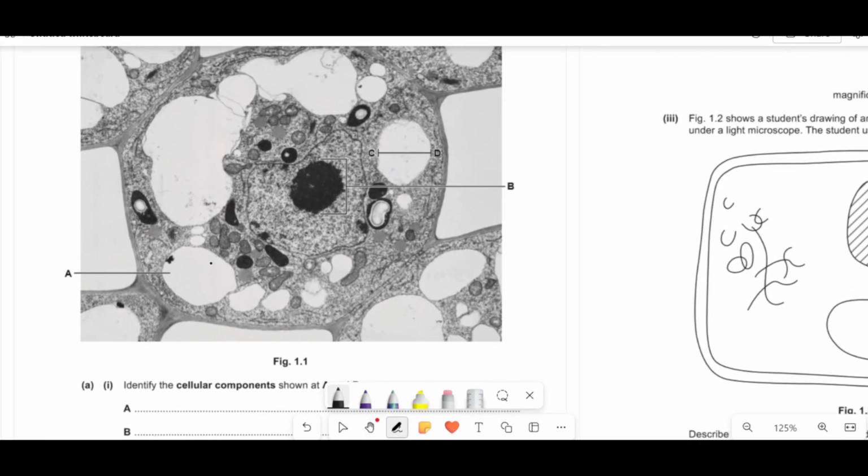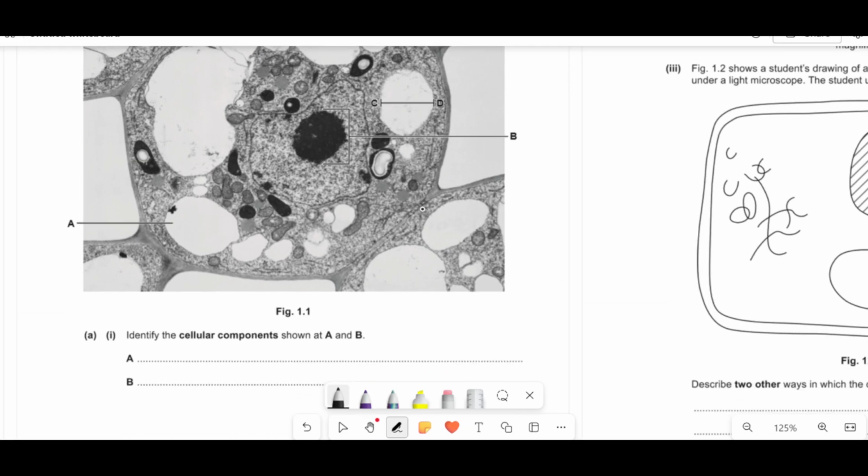So here we have A here, and we've got B here, and then C and D. It says identify the cellular components shown at A and B. So with A, it's a big hole, an empty space. So here, it is a vacuole, right? Whereas with B, this is B within this bit here. We've got a nice big black dark spot within this. That must be the bit within the nucleus, so nucleolus.